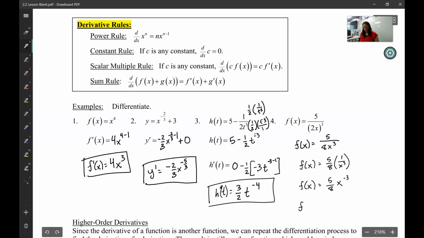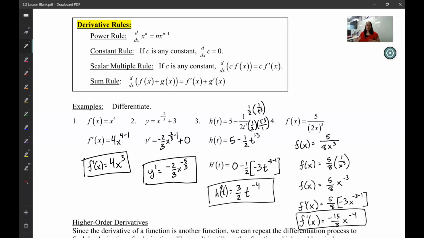And now I can take the derivative. That 5/8 is a scalar multiplication, so it stays separate. The number goes out in front, and then I do the number minus 1. So that would give me negative 15/8 x to the negative 4. And I can leave it like that.